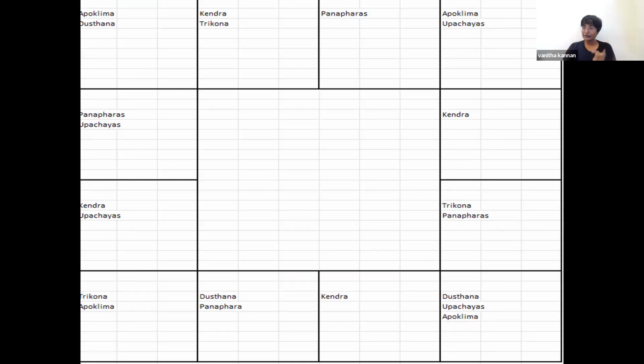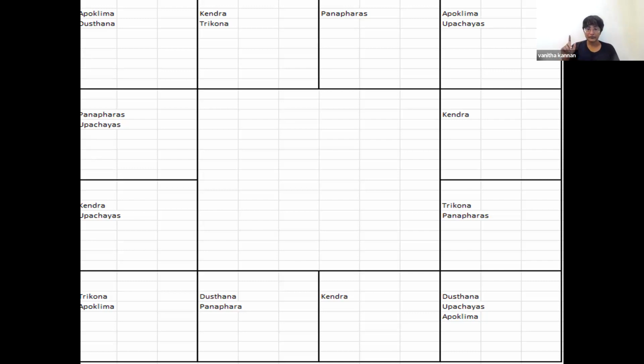Even though it was the Dusthana, the Guru graha has good auspiciousness, but because of the Phanapara, it will carry Dusthana also in it. It will give you 50%, meaning only 25% it will give. I'm giving this as an example, but when you are seeing the chart, you will easily understand.